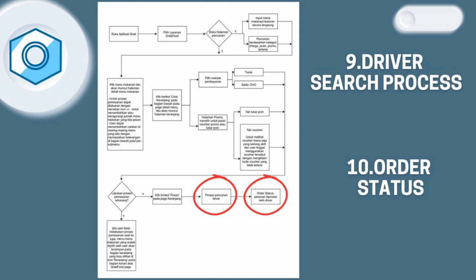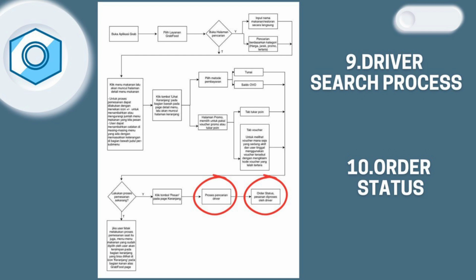At this point, users can actually track the driver live on the map, which is really convenient. They can also chat or call the driver directly if they need to give directions or special instructions. When the food finally arrives, the status changes to delivered, and the process is complete.